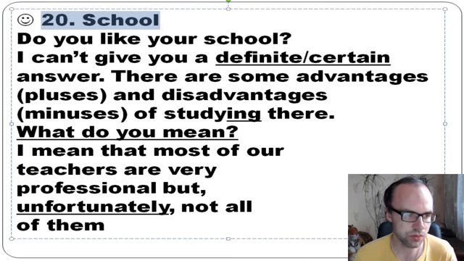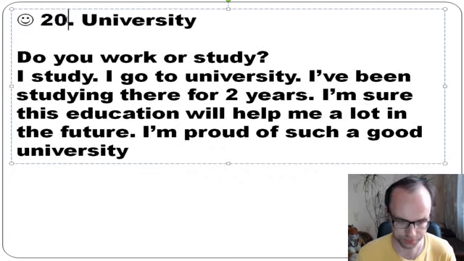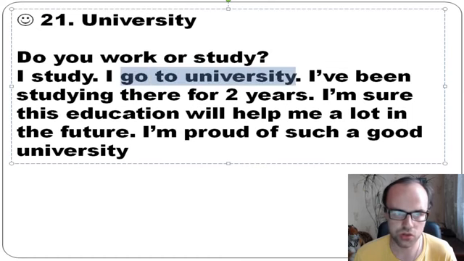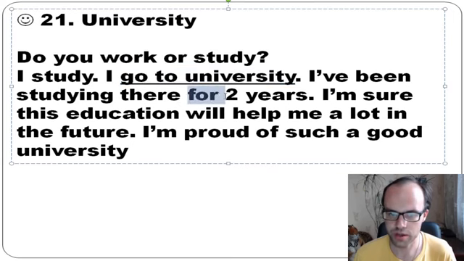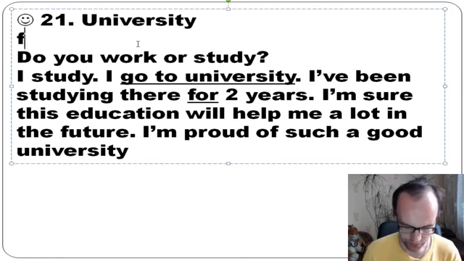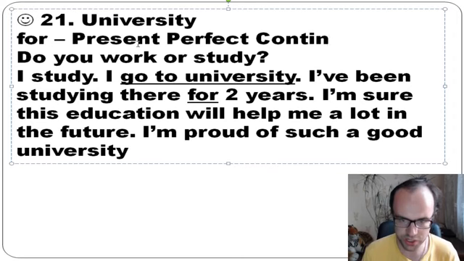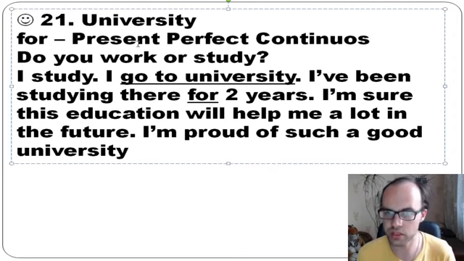Next. So, university. Do you work or study? I study, I go to university. So we say go to university. I've been studying there for 2 years. Yeah, I've been studying. Why do we say so? Because of for. So for tells us that we need to use present perfect continuous if there is a connection with the present. So if it's still happening. So I've been studying there for 2 years.